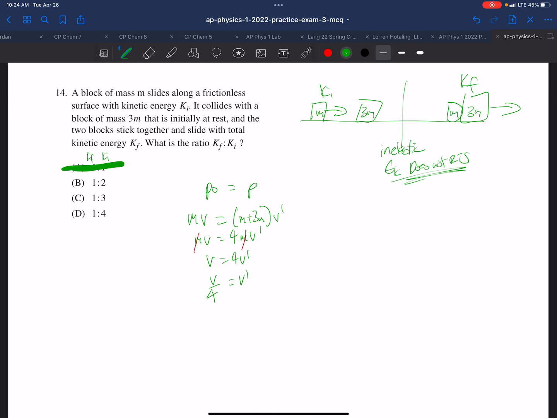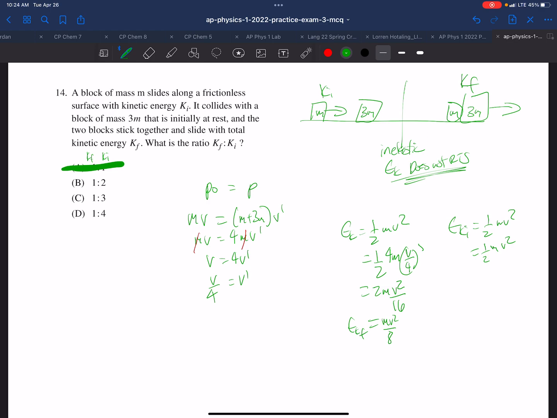Now let's look at the kinetic energy afterward. It is 1/2 mv squared, and the mass we have afterward is 4m, and the velocity afterward is v over 4, quantity squared. So that gives us 2m times v squared over 16, which is mv squared over 8. That is the final kinetic energy. Well, the initial kinetic energy is 1/2 mv squared.